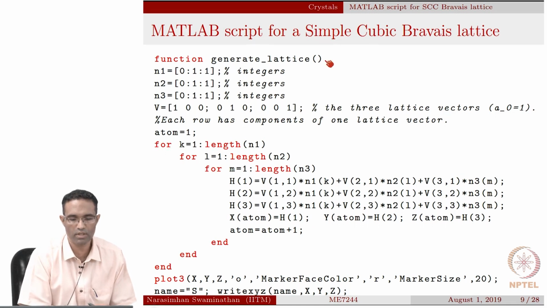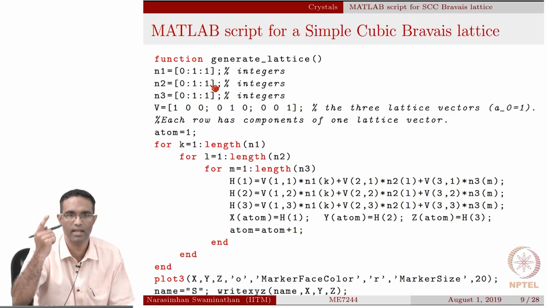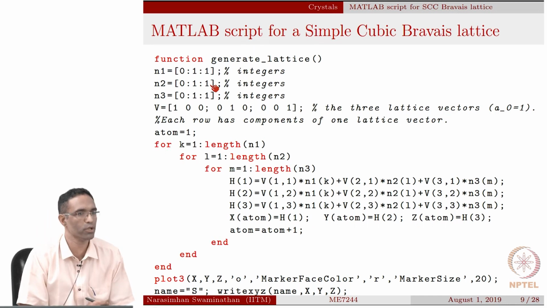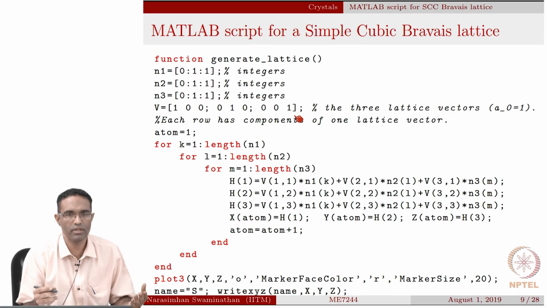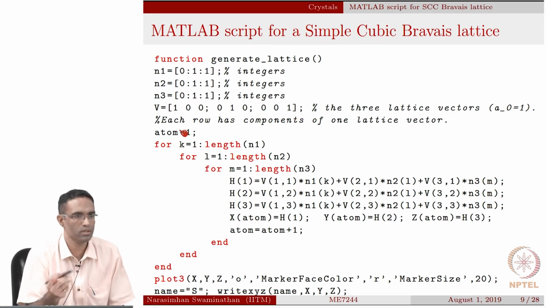The first line is basically the function definition, and you have 3 sets of integers each running from 0 to 1. So, consequently, what will be generated out of this is just one unit cell of the simple cubic lattice. V1, V2, V3: 1 0 0, 0 1 0, 0 0 1 are the 3 lattice vectors, with A naught being 1. I have just chosen the lattice constant to be 1 for convenience. You can have anything there.